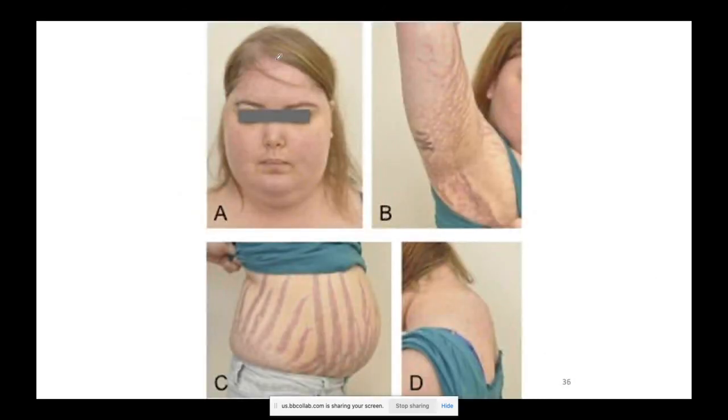So here on an individual, we can see the round moon face. We could see the purple striae. We could see the stretch marks here, purple striae, and we could see the buffalo hump right here. Sometimes the buffalo hump is not always predictive of Cushing syndrome. It could also be pre-diabetes.